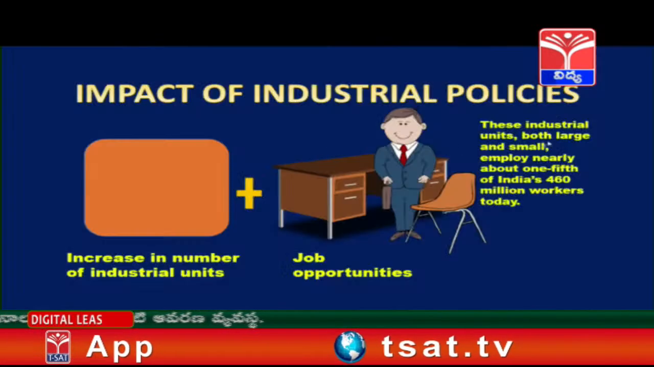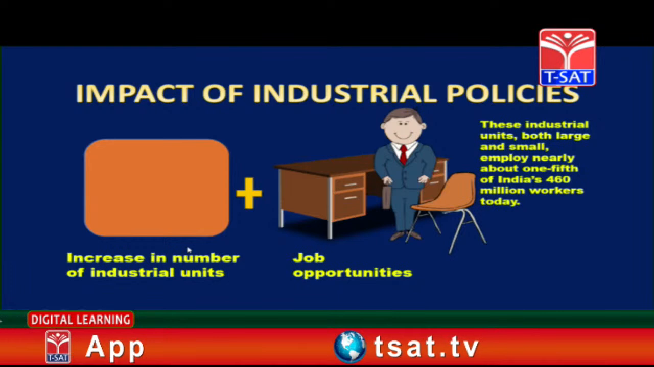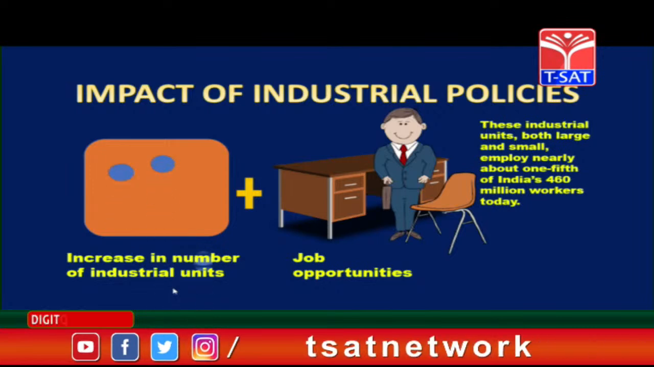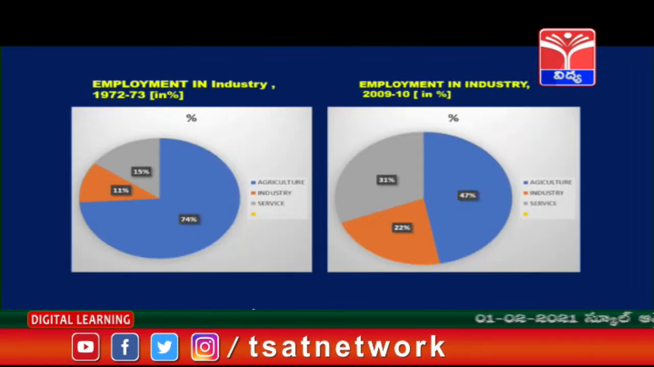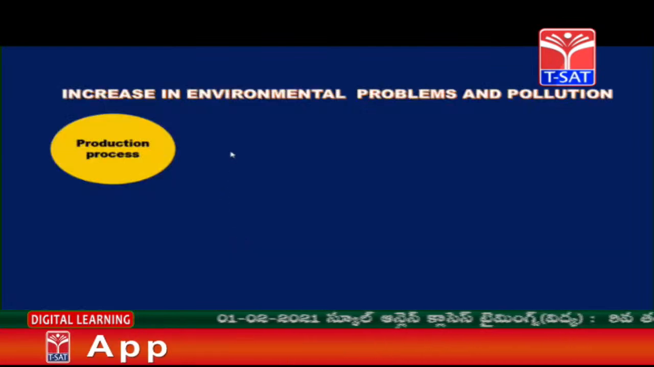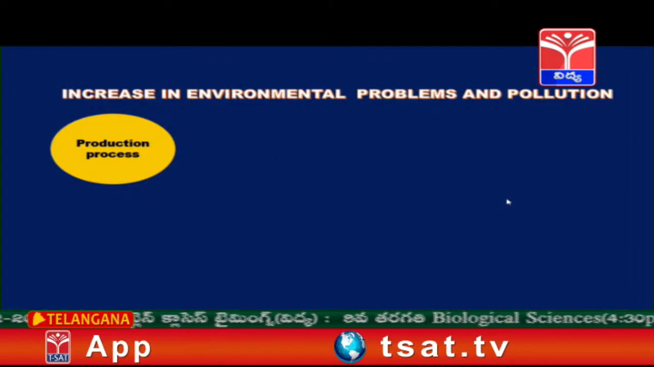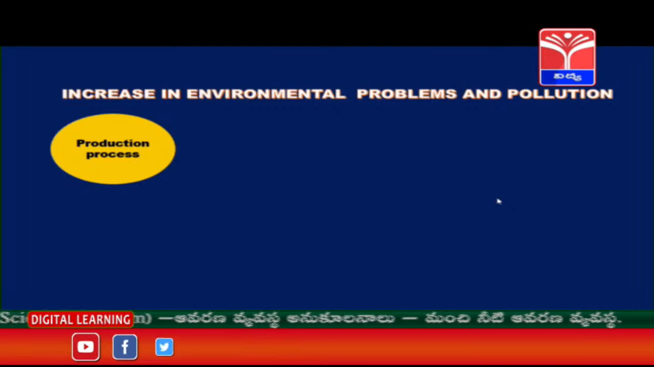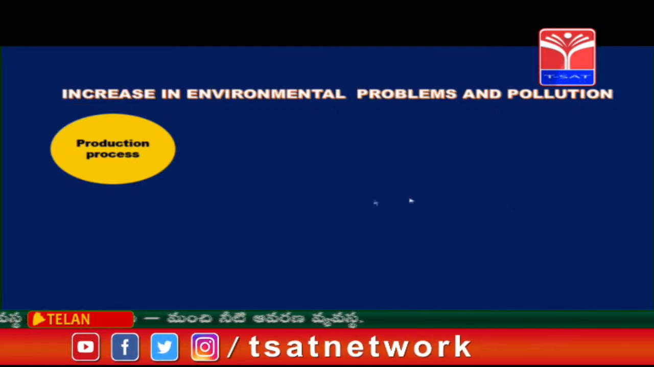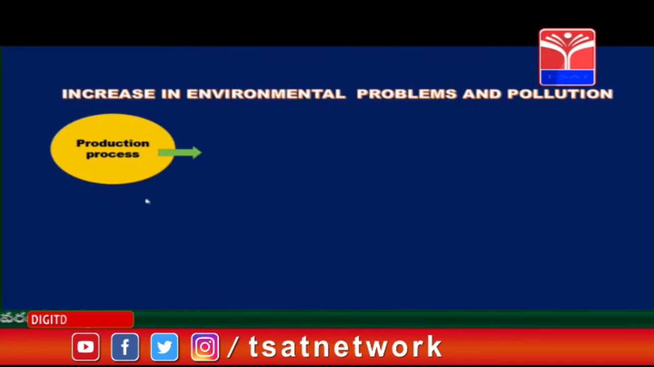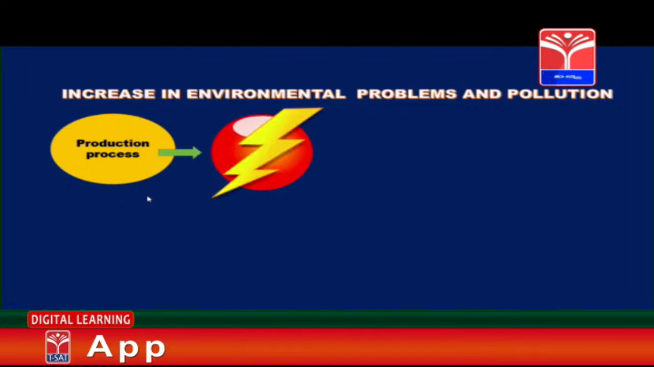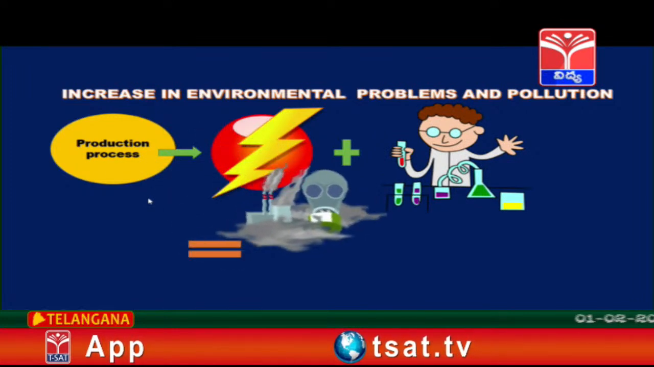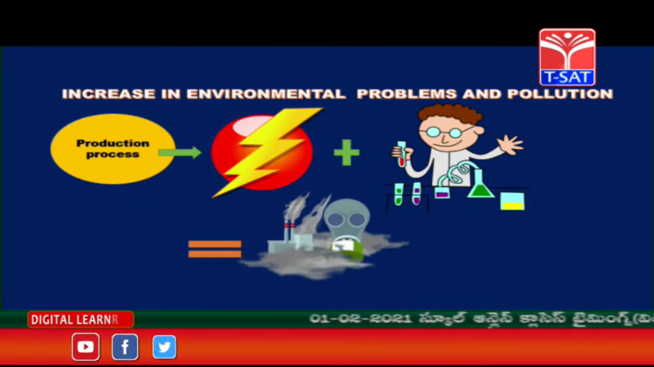What was the impact of industrial policies? Due to the industrial policy resolution introduced in 1991, there was an increase in the number of industrial units and job opportunities also increased. There was an increase in environmental problems and pollution. So, though industry started developing, it also had a bad impact, that is environmental pollution. The production process needs a lot of electricity and chemicals. It has increased pollution, so it has led to environmental problems.